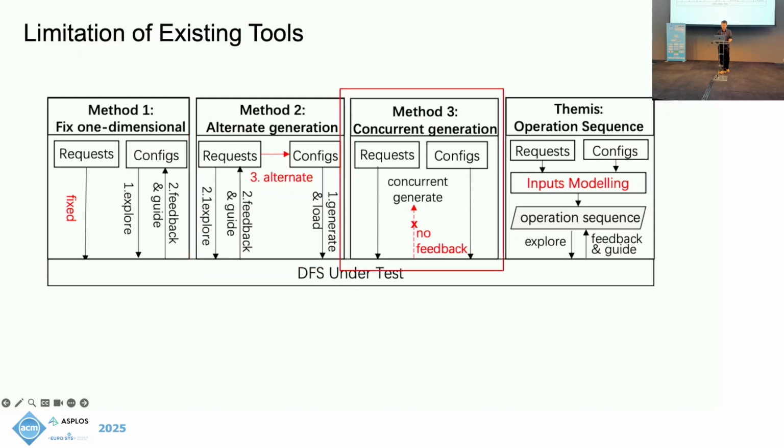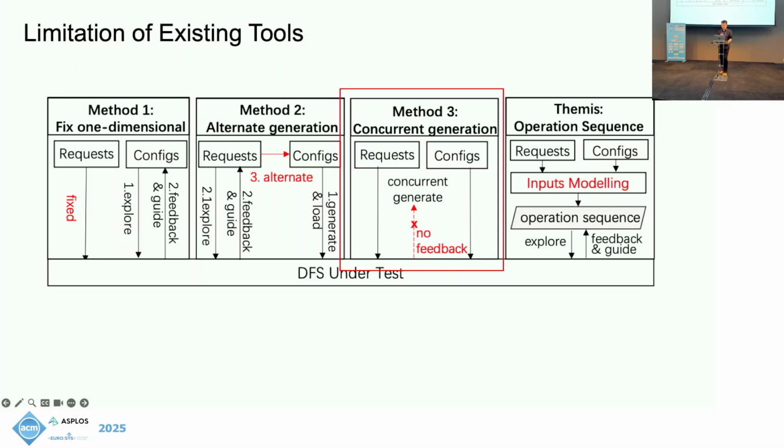And there is also the third method. The third method is to concurrently generate two types of inputs, including the workload requests and the system configurations. This method struggles to effectively utilize runtime feedback for optimizing the input spaces. Since the request and configuration inputs are generated concurrently and independently, it is challenging to identify which input type changes can trigger the current runtime status.